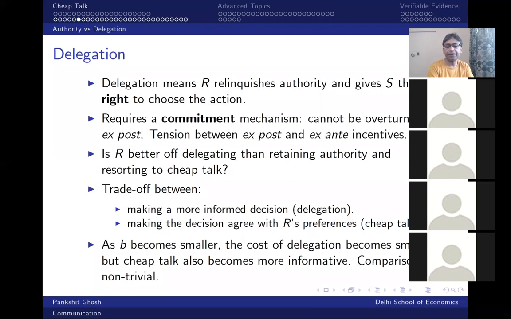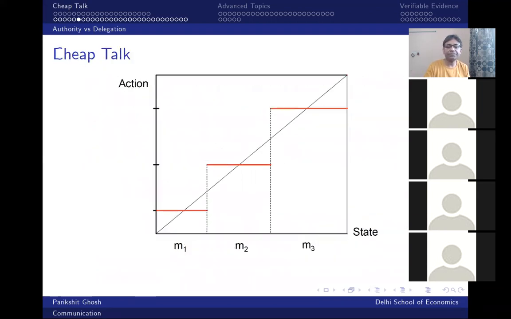Now, in which way will it be resolved? In our uniform quadratic model, we can show that almost always delegation will be better. So let me show you with pictures what really the trade-off is. Suppose the receiver doesn't delegate and chooses to play the cheap talk game. So then we have these interval equilibria.